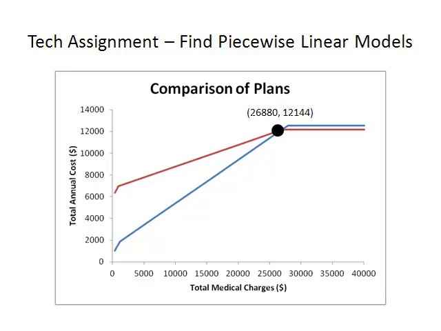In the fourth technology assignment, they put the graphs together, find the piecewise function, and locate the point of intersection.